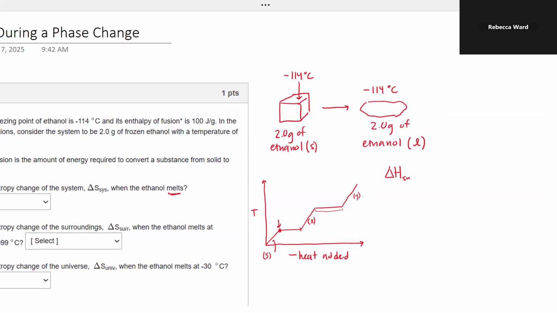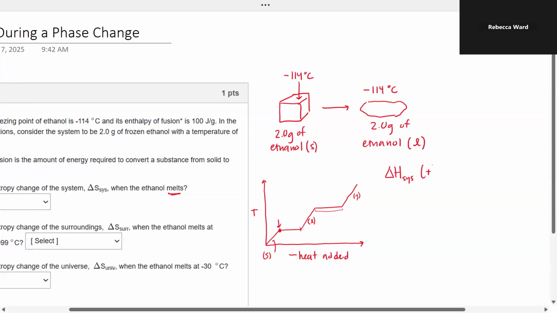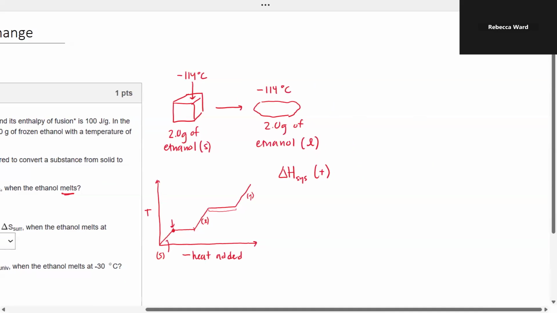for the system, so for this process, is going to be endothermic. So it's positive. It's going to be a positive value because we need to put in energy. So energy is required to make this happen, right? If I was going the other direction, if I had ethanol that was already in its liquid form and I was freezing it, that is exothermic and would be a negative sign. So from the system's perspective, the system needs to absorb some energy from the surroundings to make this happen.